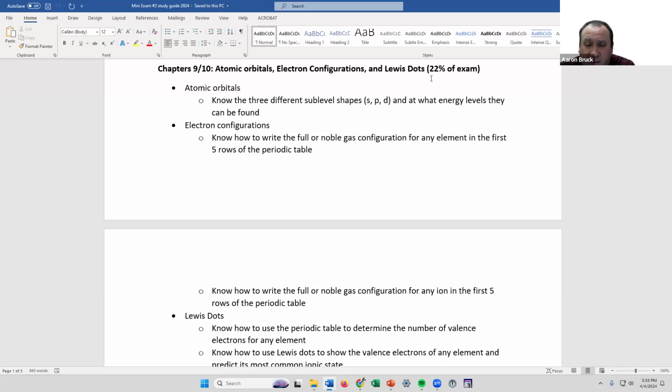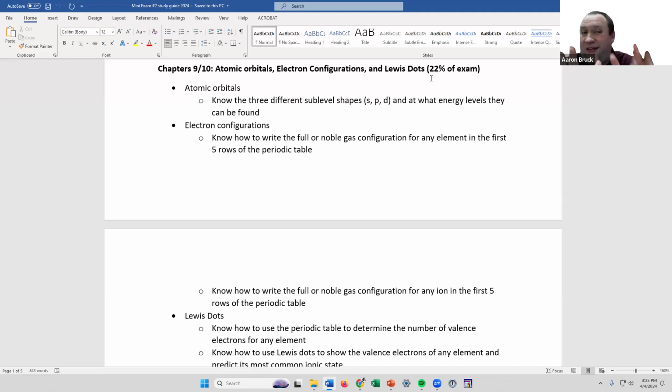The P sublevel, those dumbbell orbitals, are found in every energy level except for the first one. The d orbitals are found starting in the 3rd energy level, and most of them have that cloverleaf shape except for the one, which looks like a bigger dumbbell with a ring around it.